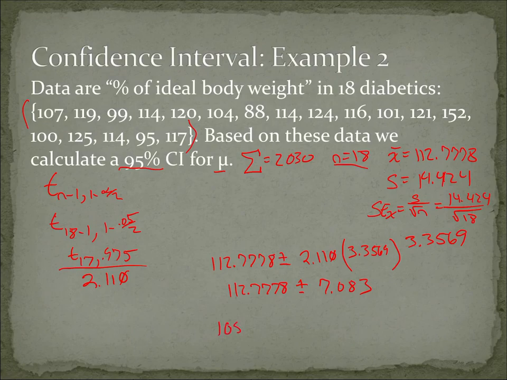And then you're going to get your confidence interval of 105.6948, comma, 119.8608. And we would say that we are 95% confident that the true ideal body weight for people that are diabetic will fall between these intervals. And that's how we find the confidence interval for this. So pretty straightforward.